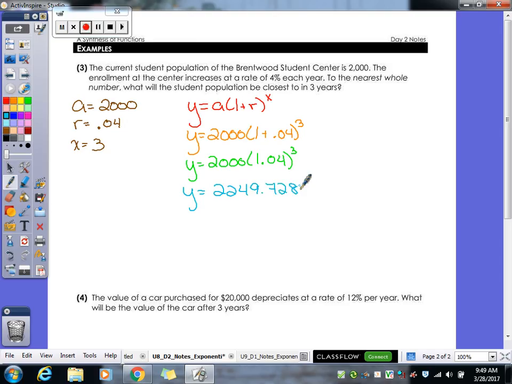So this was a population increase. So what would I actually round it to? 2249. So there will be 2,249 students. Always need our sentence there.